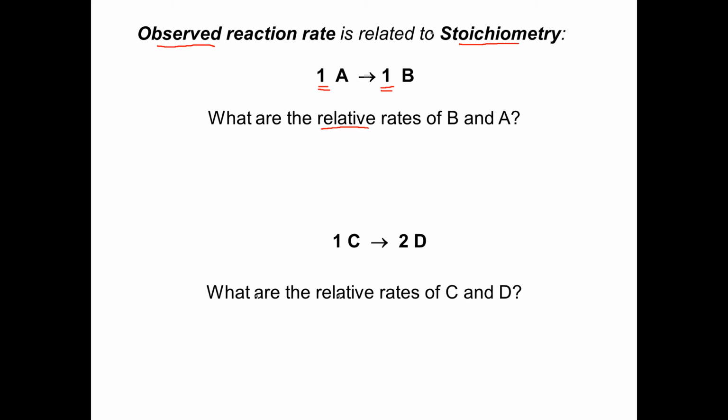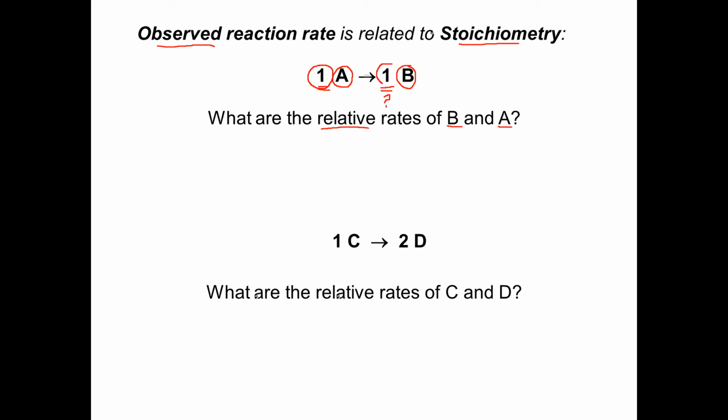So in this first question, what are the relative rates of B and A? So what are the relative rates of our one reactant and our one product? This is like saying, relative to A, how fast is B going? Now, think about this for a second. For every one A that is consumed or used up, how many B's are produced?